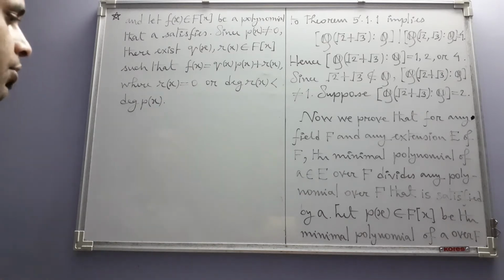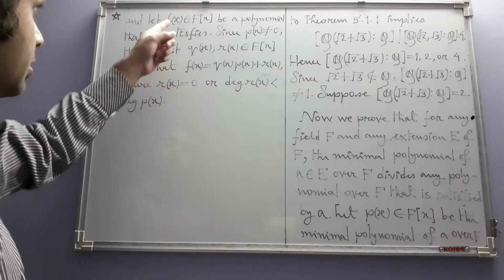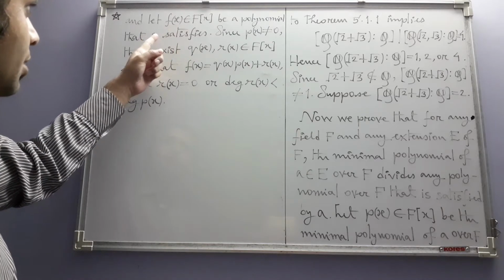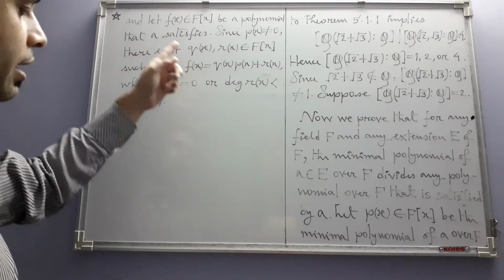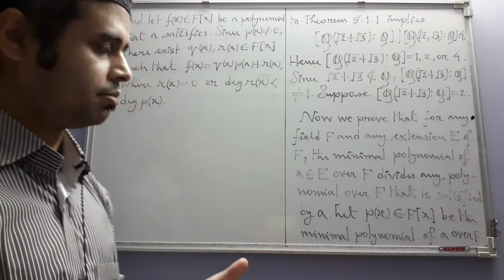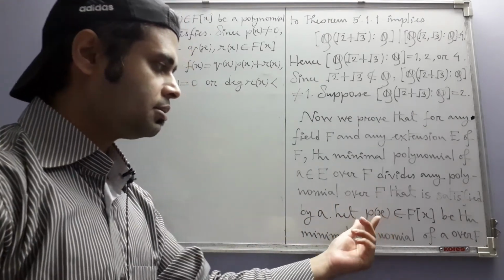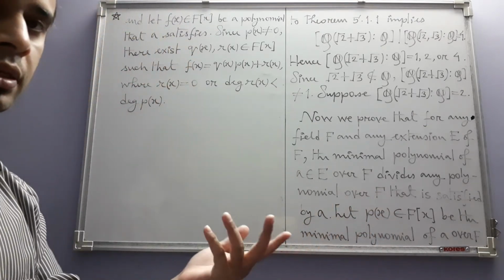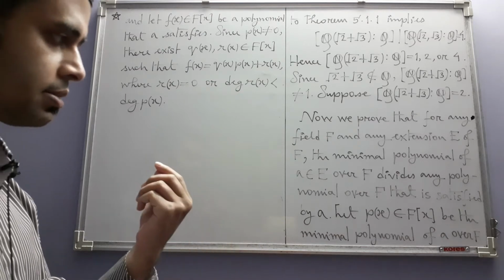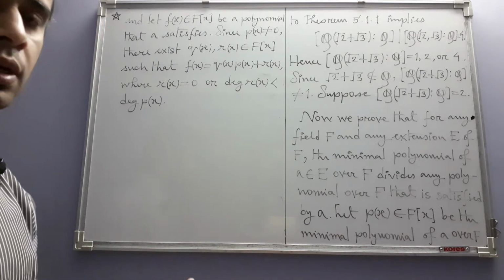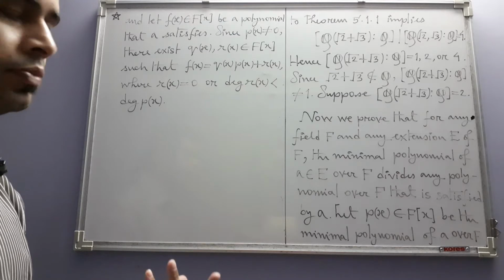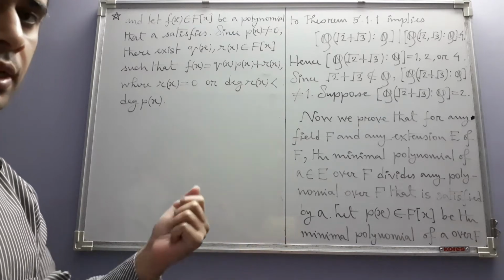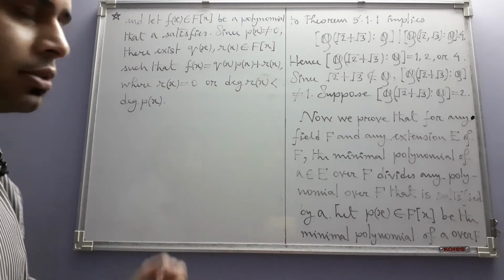Okay, now we invoke the fact that f(x) is satisfied by a and p(x) is also satisfied by a, because after all p(x) is the minimal polynomial of a, means it's a polynomial that a satisfies, and additionally it has the smallest possible degree, and because of the way we are choosing minimal polynomials, it's monic also.